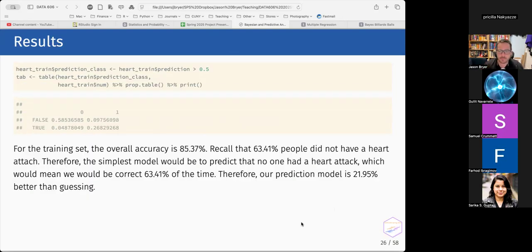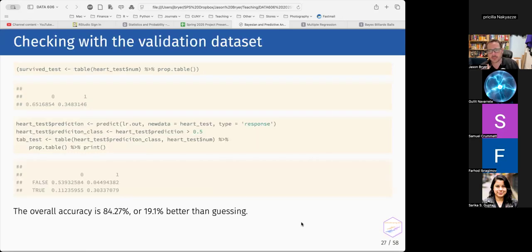But the problem here is I'm making this assessment on the same data I used to train the model. So to avoid overfitting, what I need to do is test against the validation set. First, in the validation set, I'm going to look at my base rate. My base rate is 65%. So it's pretty close to what it was in the training set.